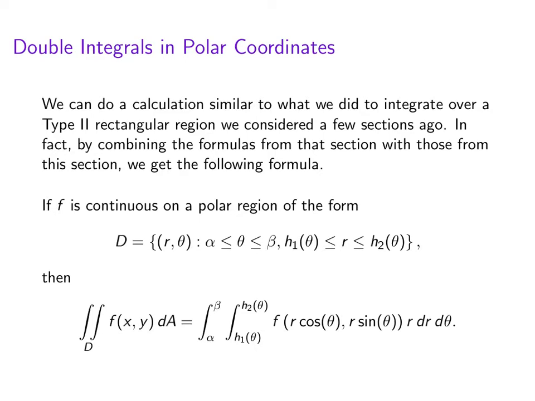It's the integral from alpha to beta, so that outside integral is with respect to theta, and then the inside integral goes from h1 of theta to h2 of theta, and then we transform the function by saying f of r cosine theta, r sine theta. And once again, I remind you, don't forget the little r in there, the scale change factor. I mention that a lot because it's a common mistake to just forget about that r.